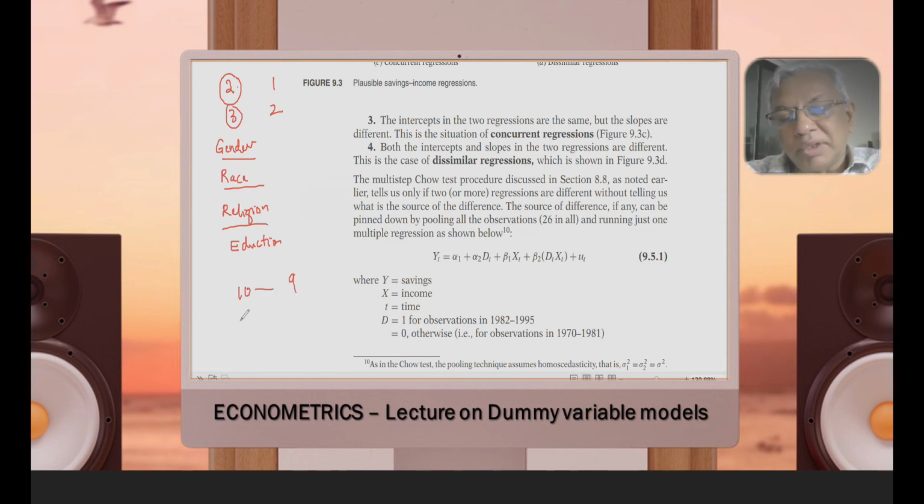So the idea is very simple. If there are m groups, you need m minus 1 dummy. In other words, dummy variables must be one less. If there are two genders, male and female, you need one dummy. If there are three genders, male, female, and others, then you need two dummies. If there are four religions, you need three dummies. And if that doesn't happen, then statistically what happens is known as the dummy variable trap.